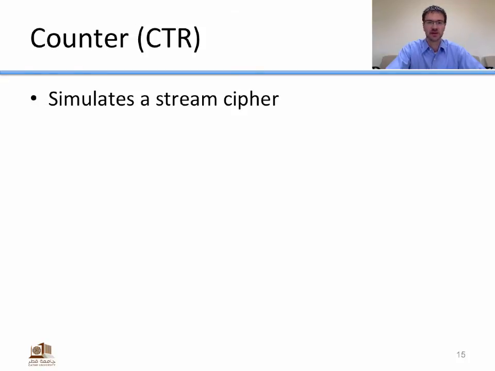So another type of operating mode, and the third one we're going to talk about today, is called counter mode. Now, counter mode is an operating mode that uses a block cipher to simulate a stream cipher. Now, you may remember that a stream cipher just generates a pseudo-random string of bits and then exclusive ORs that with the plaintext.